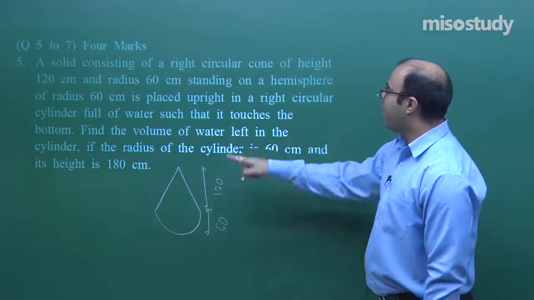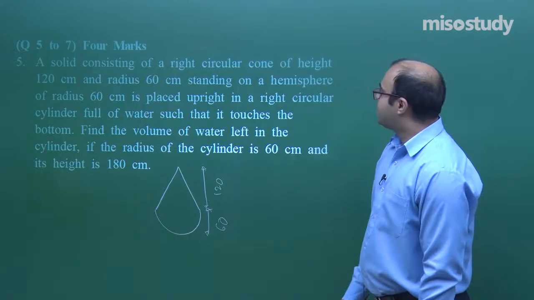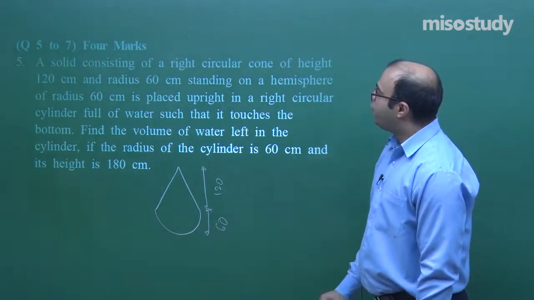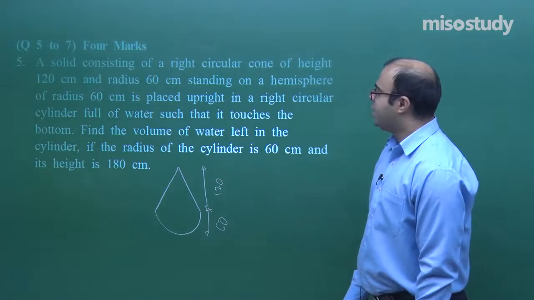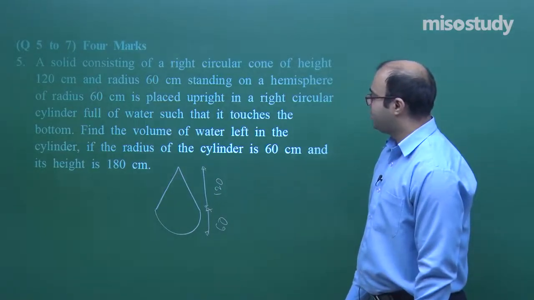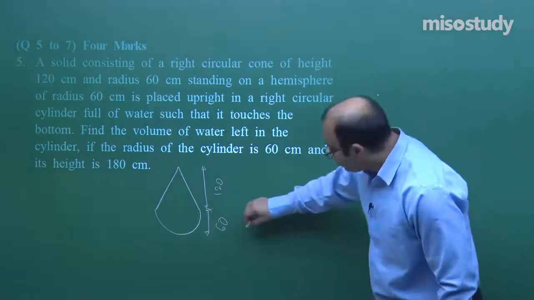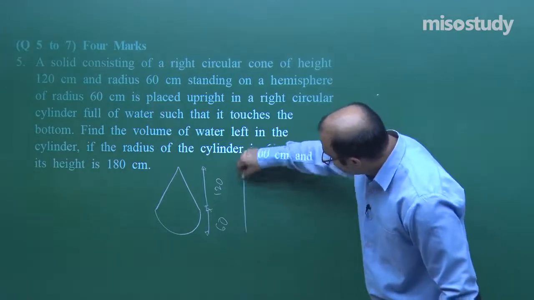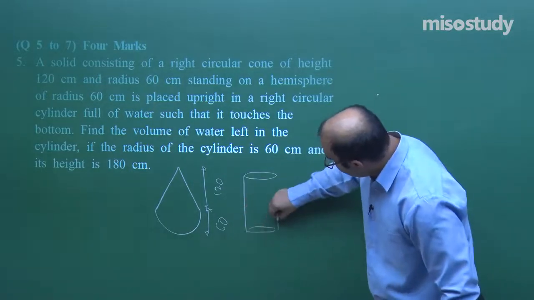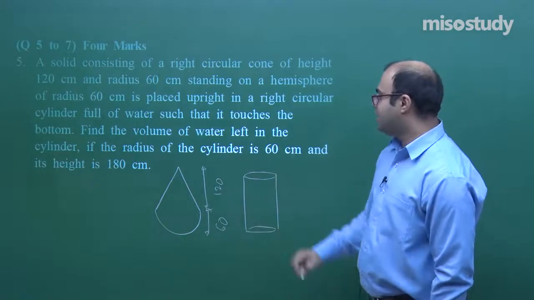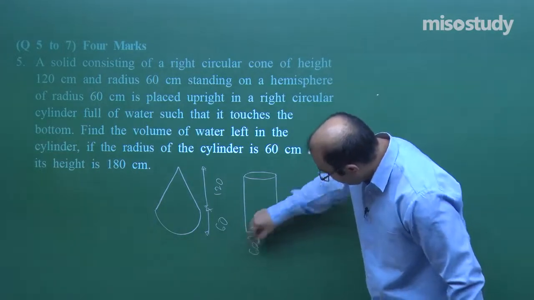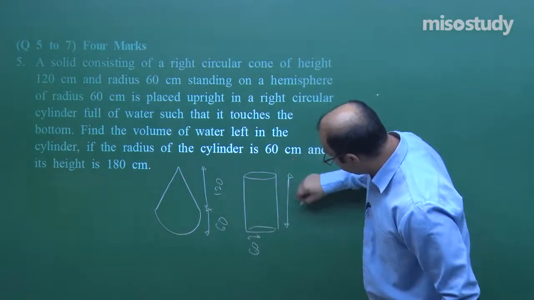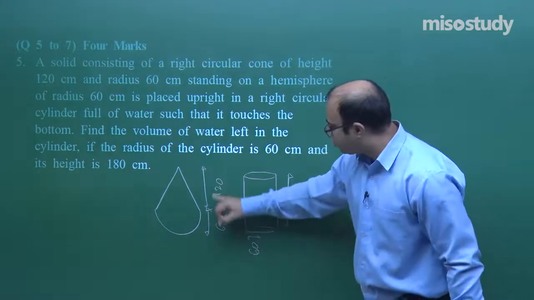So this is the figure we have, and this has to be inserted in a right circular cylinder full of water such that it touches the bottom. Find the volume of water left in the cylinder if the radius of the cylinder is 60 centimeter and its height is 180. So the cylinder with the water also has radius 60 centimeter, and its height is also 180 centimeter. That is actually the sum of these two heights.